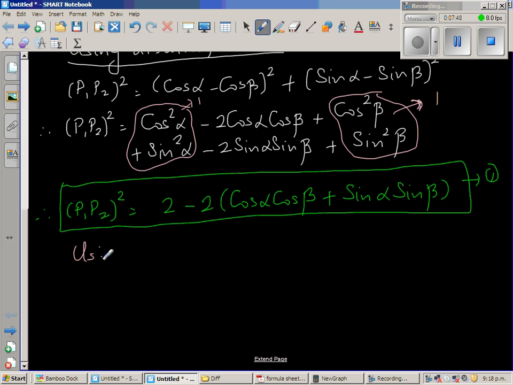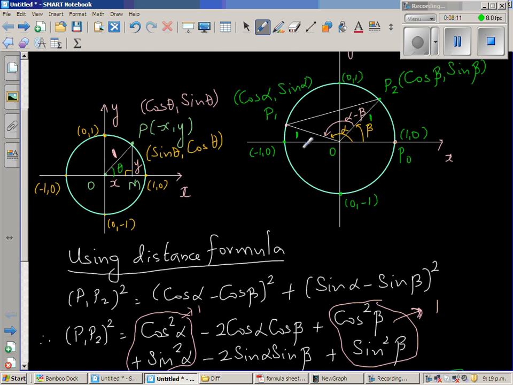Using cosine rule, also called the law of cosines, in triangle P1 P2, I can say P1 P2 squared. We can use the cosine rule because we have two sides and the included angle.